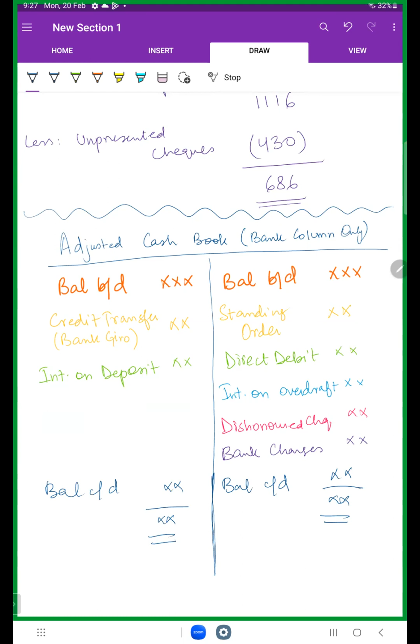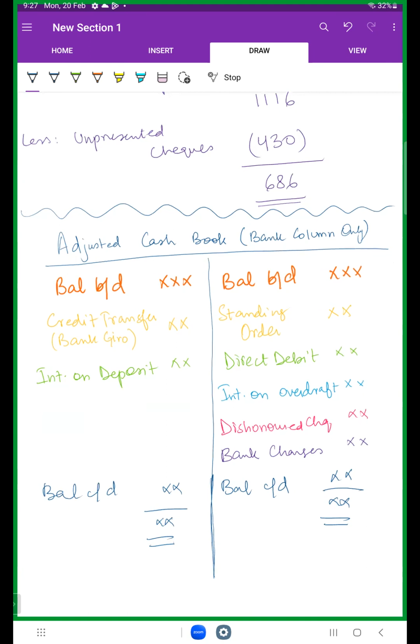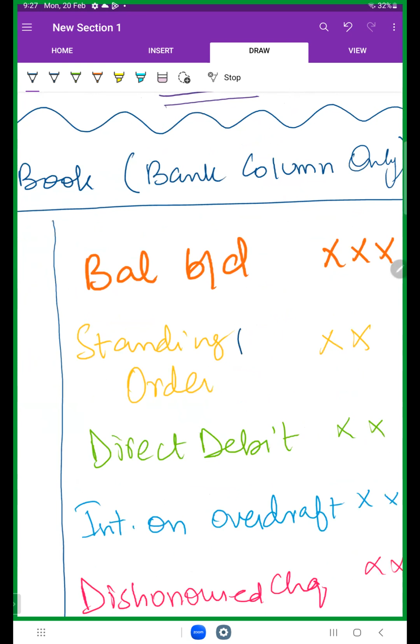Now, if I talk about what a standing order is, have you heard this term before? Yes. Any idea what this is? It's when a business tells the bank to transfer a specific amount to a specific person on a specific date. Perfect, excellent. And it is also known as banker's order, right? Yes. What about direct debit?